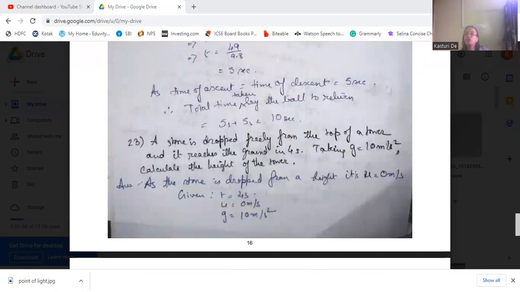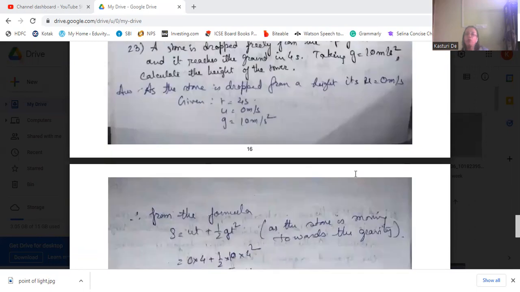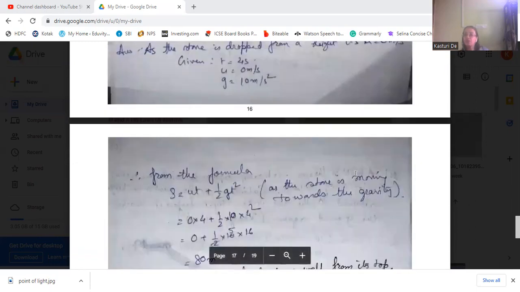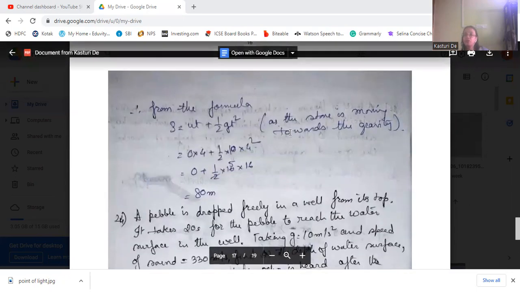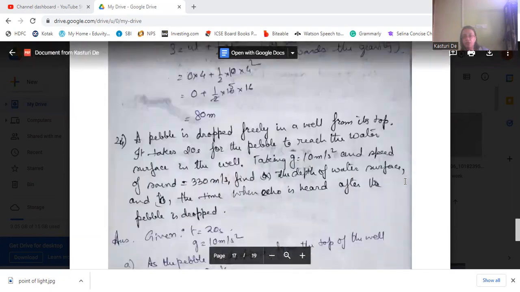Now a stone is dropped freely from the top of a tower and reaches the ground in 4 seconds. Take g is equal to 10 meters per second square, calculate the height. As the stone is dropped from the height, its initial velocity becomes 0 meter per second. It's a free fall. So given time is 4 seconds, u is 0 meter per second, and g is 10 meter per second square. So formula s is equal to ut plus half gt square, that will be equal to 80 meters.